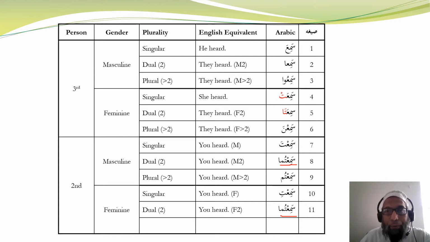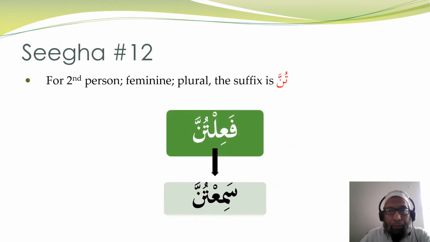So anyways, starting from the beginning, سمع سمع سمعوا سمعت سمعتا سمعن سمعت سمعتما سمعتم سمعت سمعتما. And then number 12, second person, feminine, plural.